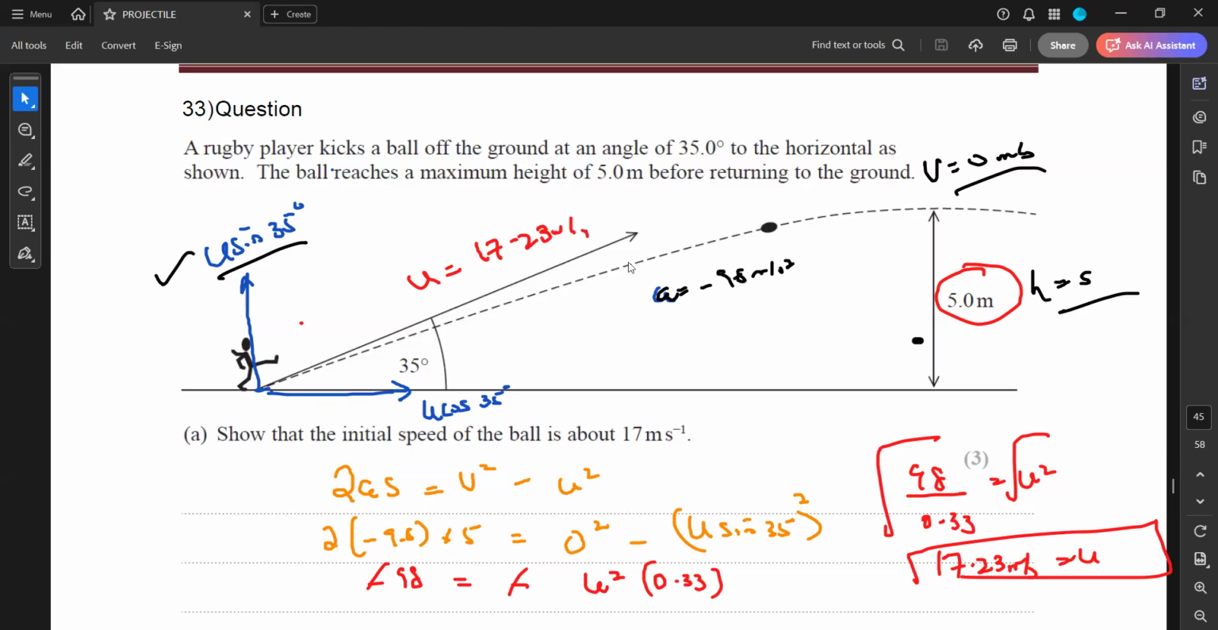Is it clear? Yes. So the acceleration is negative 9.8 times 2 times 5, so we got negative 98. And then we just simplify to get the value for u.